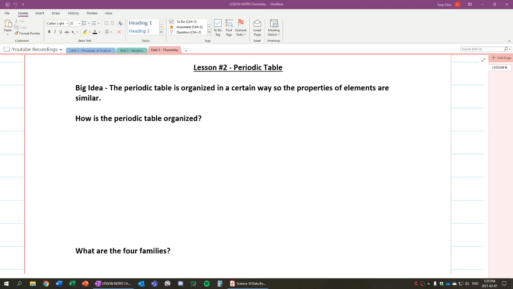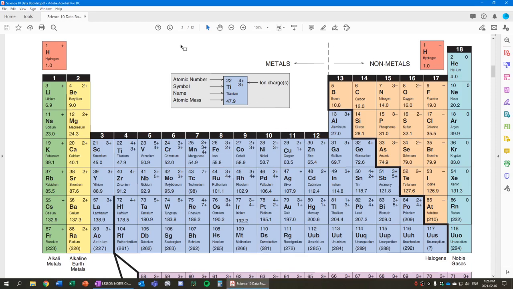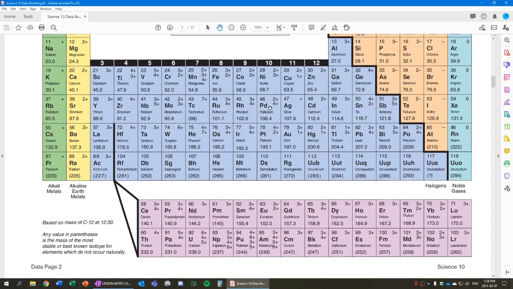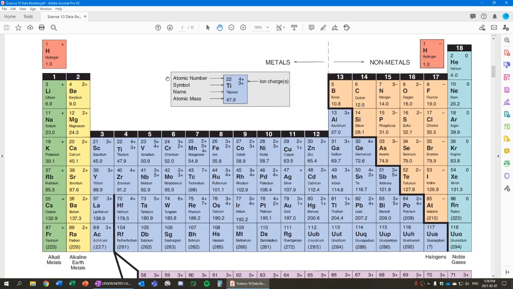Hey everybody, in this lesson we're going to talk about the periodic table. The periodic table is organized in a certain way so the properties of the elements are similar. So here is the periodic table. As you see, it's organized very specifically. So we're going to learn how to read certain things about this periodic table, and how to use it for this class.